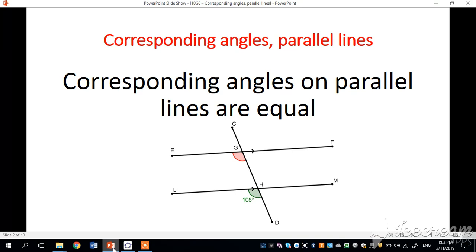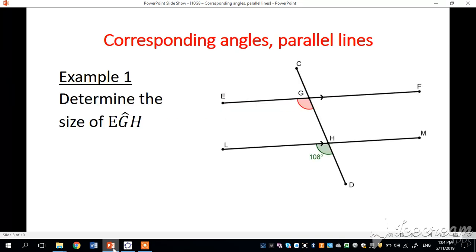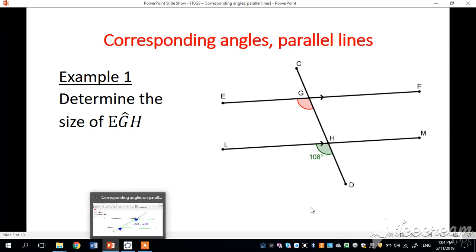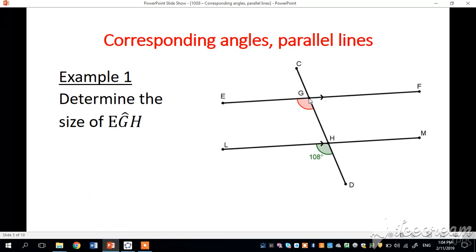Right, let's show you an example on how you'd solve a simple problem in external standard and what you'd write down to solve it. So here's example 1. Determine the size of angle EGH. Now, angle EGH is this angle up here in red. And we can see that it is corresponding with the 108 degrees down here.